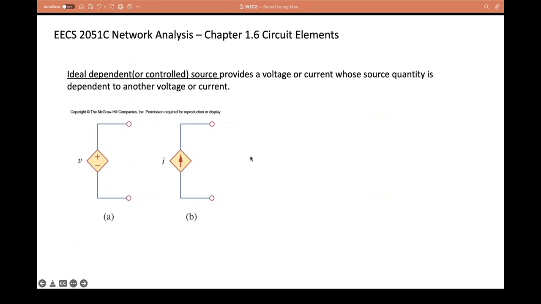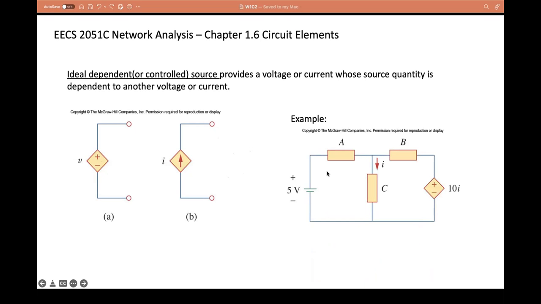Okay, so of course, since we have independent sources, we will have dependent sources, which we also call controlled sources. It provides a voltage or current whose magnitude is decided by another voltage or current in the circuit. It could be another current going through another element, or another voltage across another element. To represent this in the circuit, we normally see a diamond shape, similar to the independent ones where we see the polarity sign for the voltage source and the arrow for the current source.